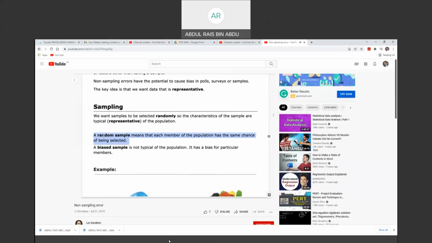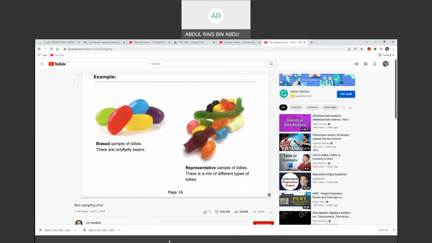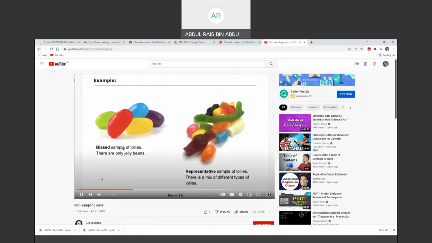If we take a random sample, that means everybody has the same chance of being chosen, whereas a biased sample is not. Some people will be chosen and others won't, but the probability of being chosen is different. So if I was to choose just the students sitting nearby, then that would be a biased sample, and only those that are sitting nearby have any chance of being chosen, and others sitting further away have no chance of being chosen. So here's an example of what a biased versus representative selection of lollies would be.